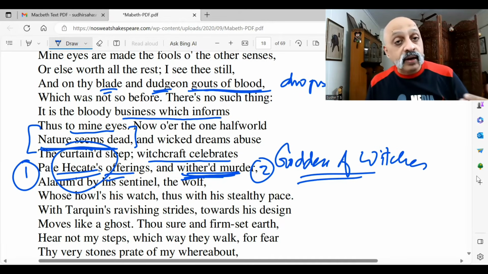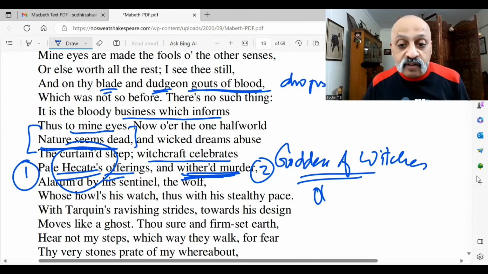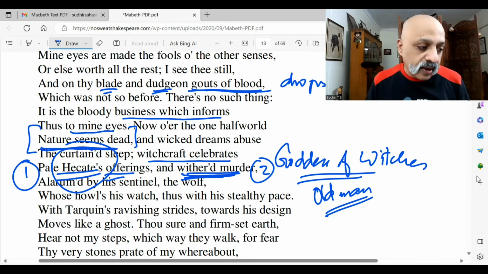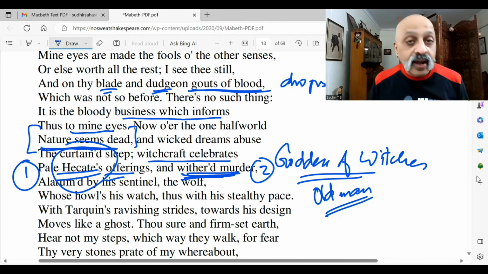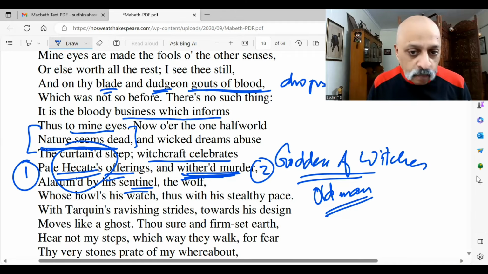That is, withered is meaning that the murder is referred to as an old man, is personified as an old man. So having been awakened, the old man murder has been awakened, alarmed. And how has he been awakened? By the howls of the wolf, यानी कि भेड़िए के चिल्लाने की आवाज से the old man murder has been awakened. Sentinel means guard. This is a little complicated, so just pay attention. I have to kind of go word by word before I explain.